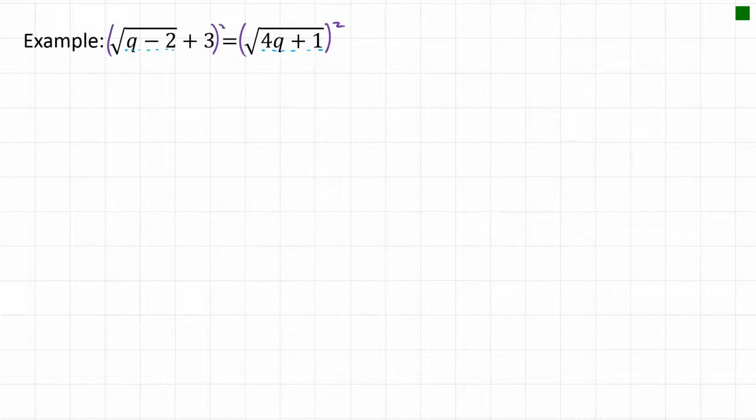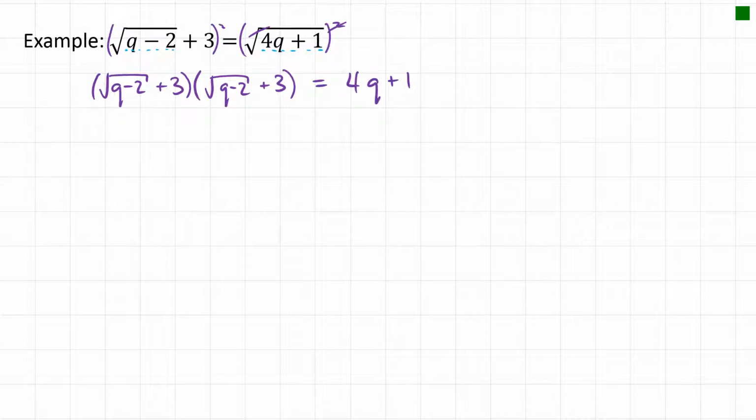And it's not going to be pretty on that left-hand side. So I'm going to give myself lots of room. In fact, I think I'm just going to rewrite this. So I have the square root of q minus 2 plus 3. To square that, I have to multiply it by the square root of q minus 2 plus 3. And that's equal to, well, here we've had that simplification, so that's equal to 4q plus 1.